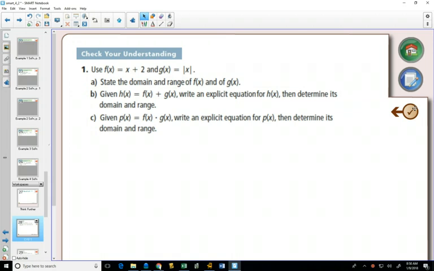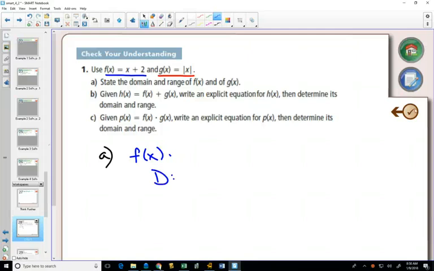We've got f of x equals x plus 2. I will make that my blue graph. And g of x equals the absolute value of x. I'll make that my red graph. In part A, we want to find the domain and range of each of those.